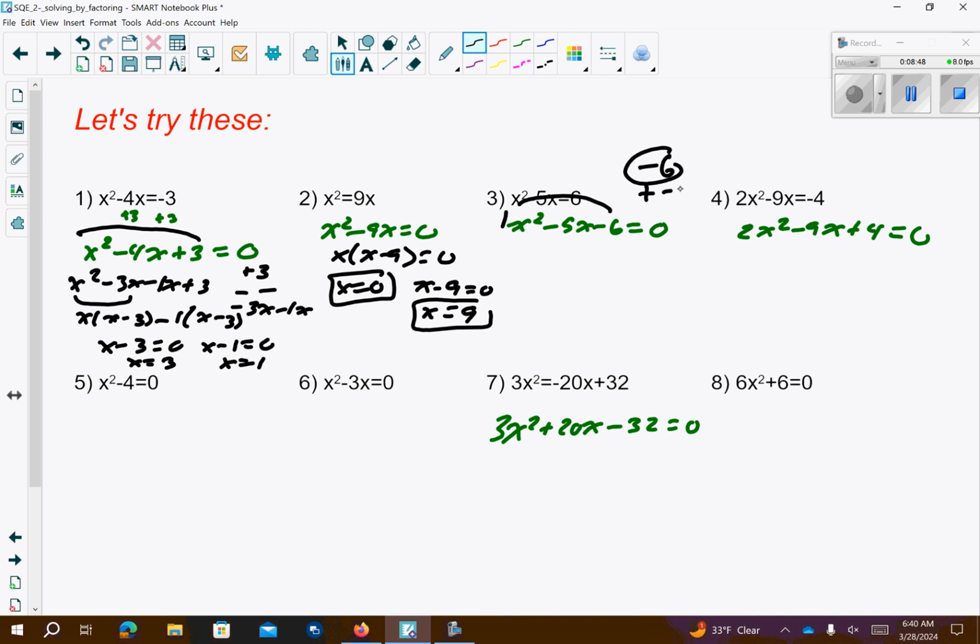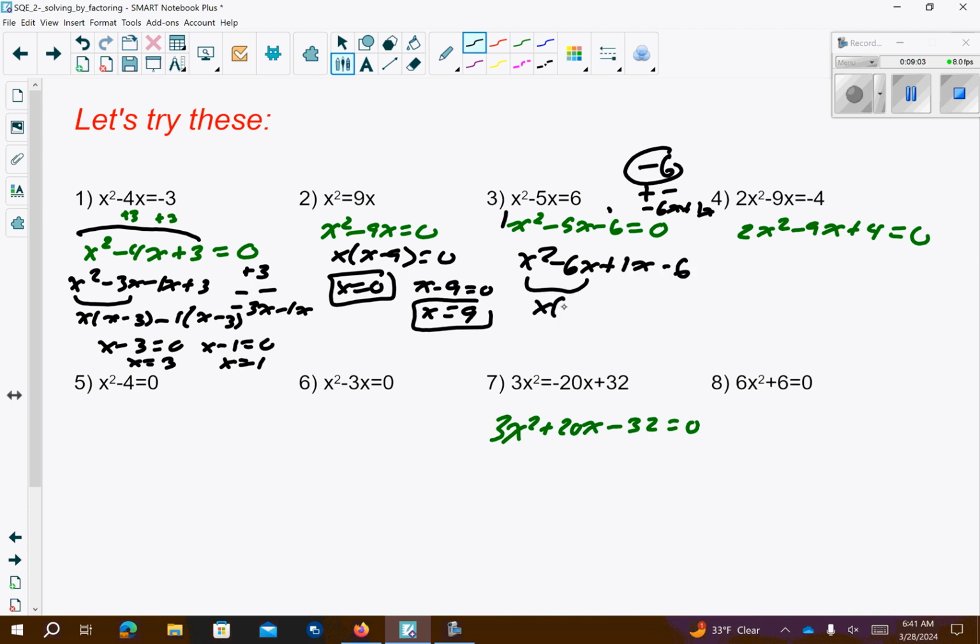So I have a positive and a negative. Oops, I covered up my problem. I want to make it negative 5, so I'm going to have a negative 6x and a positive 1x. That'll add up to negative 5. So x squared minus 6x plus 1x minus 6.